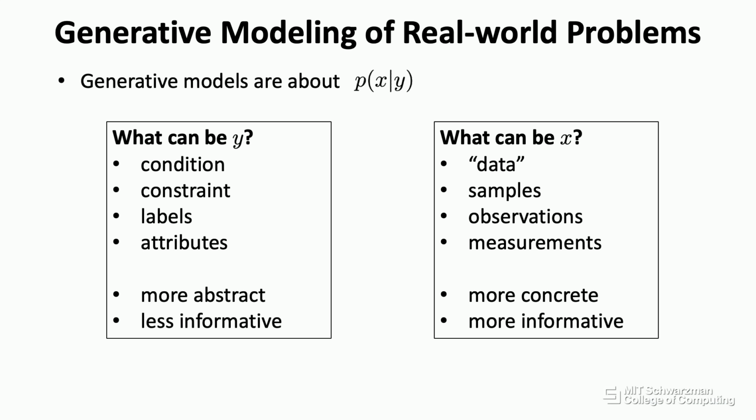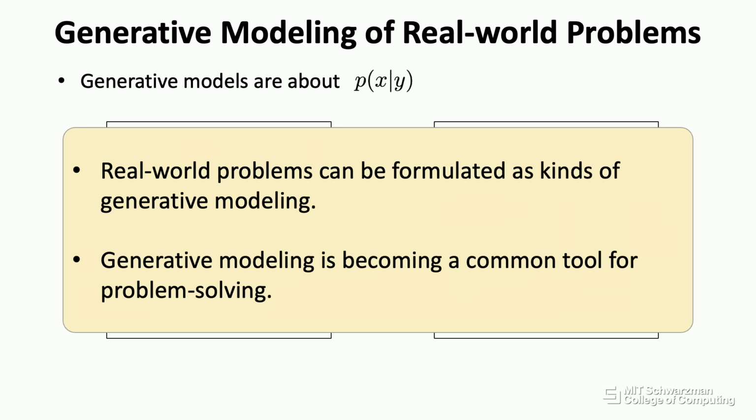So in general, this is what we have just seen. A generative model conceptually just cares about this conditional distribution. In my opinion, there are no constraints or requirements about what can be X or what can be Y. Conceptually, they can be anything. That means we can use generative models to solve many kinds of real-world problems. We can formulate all these real-world problems as conditional distribution problems, and then apply the latest advances in generative models as a tool. This is also partially why generative models are becoming more and more common today for people to solve real-world problems.